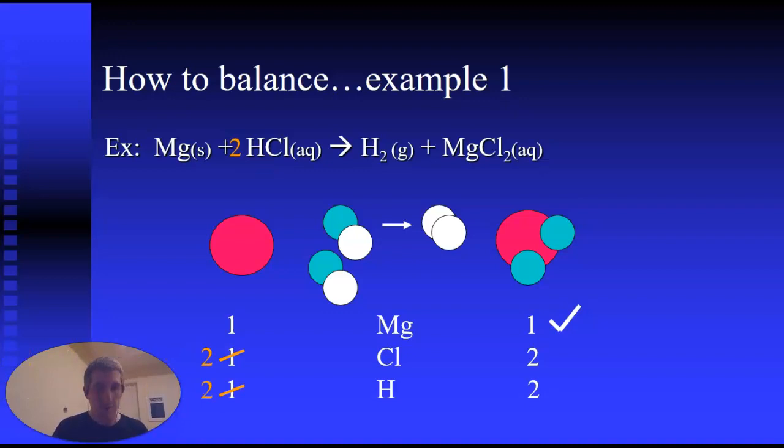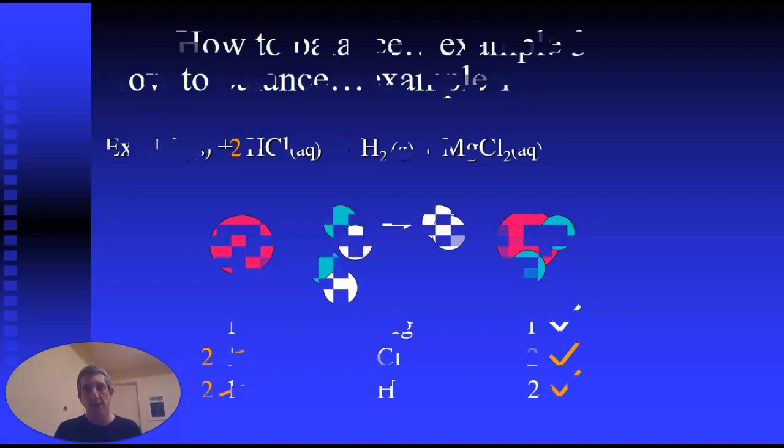And so there we go. Okay, and so moving on to our next, well, I'm sorry, let's go ahead and check. 2 chlorines in, 2 chlorines out, that is great. 2 hydrogens in, 2 hydrogens out, that's also great as well. So this is a balanced chemical equation.